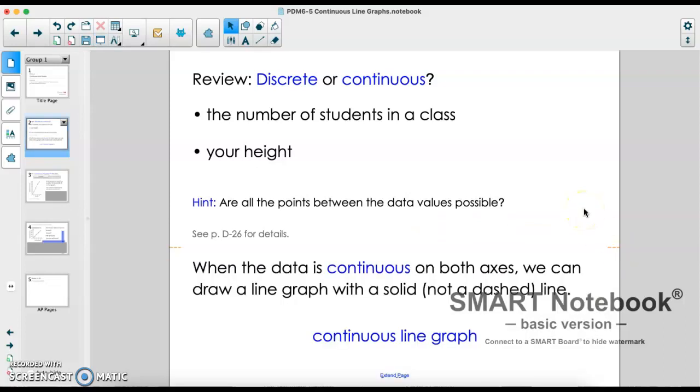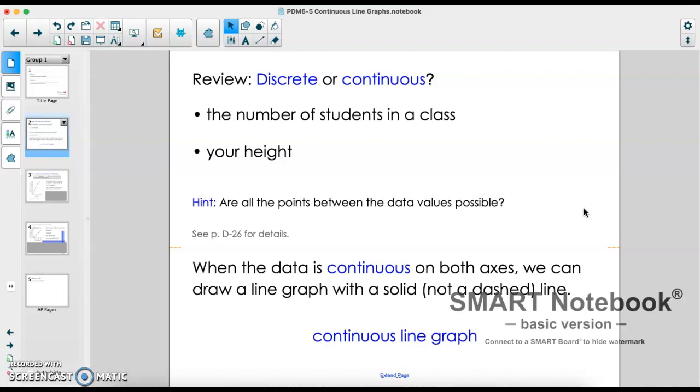When the data is continuous on both axes, in other words, if the data is continuous along the x-axis and along the y-axis, then you can draw a line graph with a solid and not a dashed line. So it stops being a broken line graph, where one of the axes is continuous, and starts being a continuous line graph because both axes are continuous.